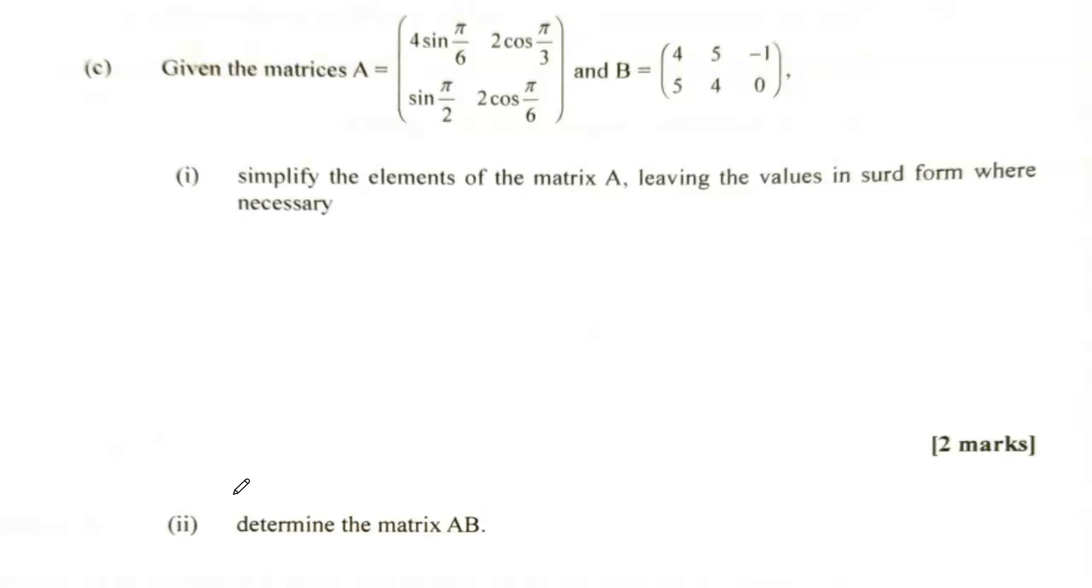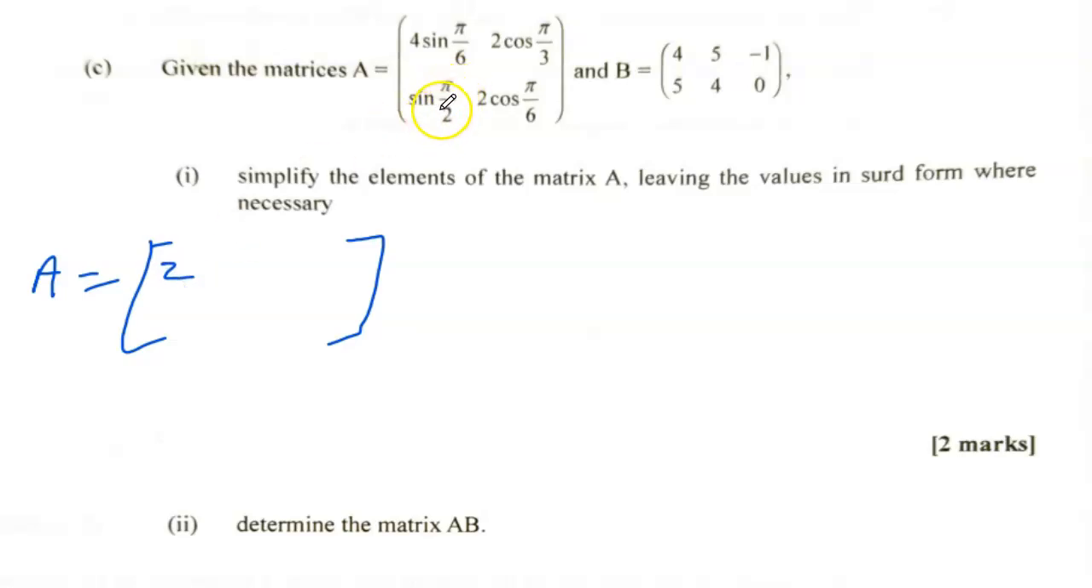So now we are at part C. Given the matrix A, we are given some terms here in A and B. Simplify the elements of the matrix A, leaving the values in surd form where necessary. So let's write down the elements. So A has 4 sine pi over 6. Now pi over 6 in radians is the equivalent of 30 degrees. So 4 sine 30, if your calculator is in degree mode, sine 30 is a half, so 4 times that is 2.